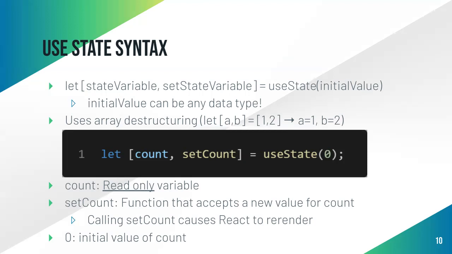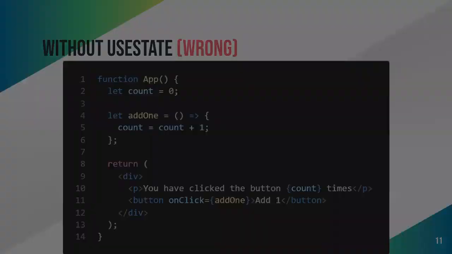Whenever you call setCount or any other state setter, that tells React, oh, I need to refresh the page and actually update the content here. The initial value is pretty straightforward. That's just the initial value of state. In this case, count is initially going to be equal to 0. That's pretty much it. State can be any variable type.